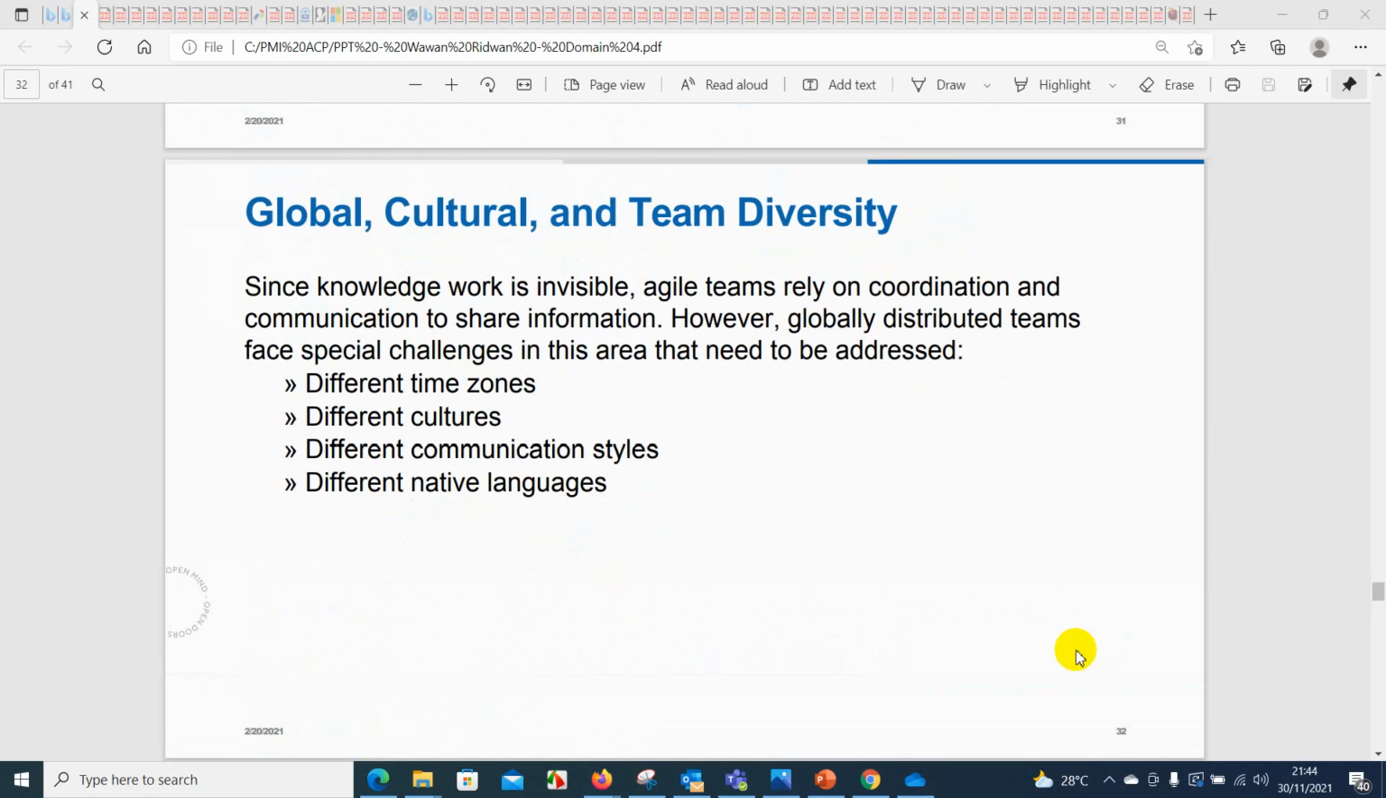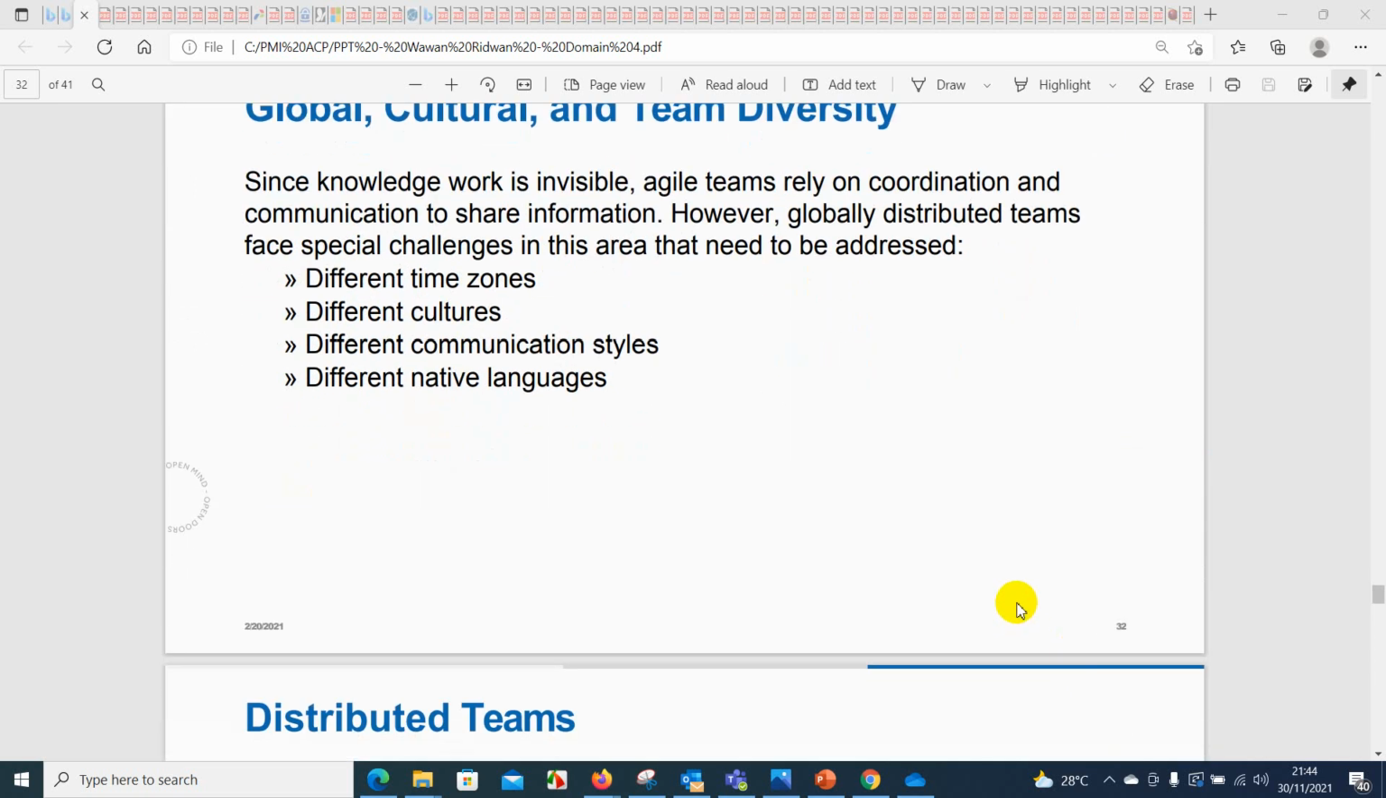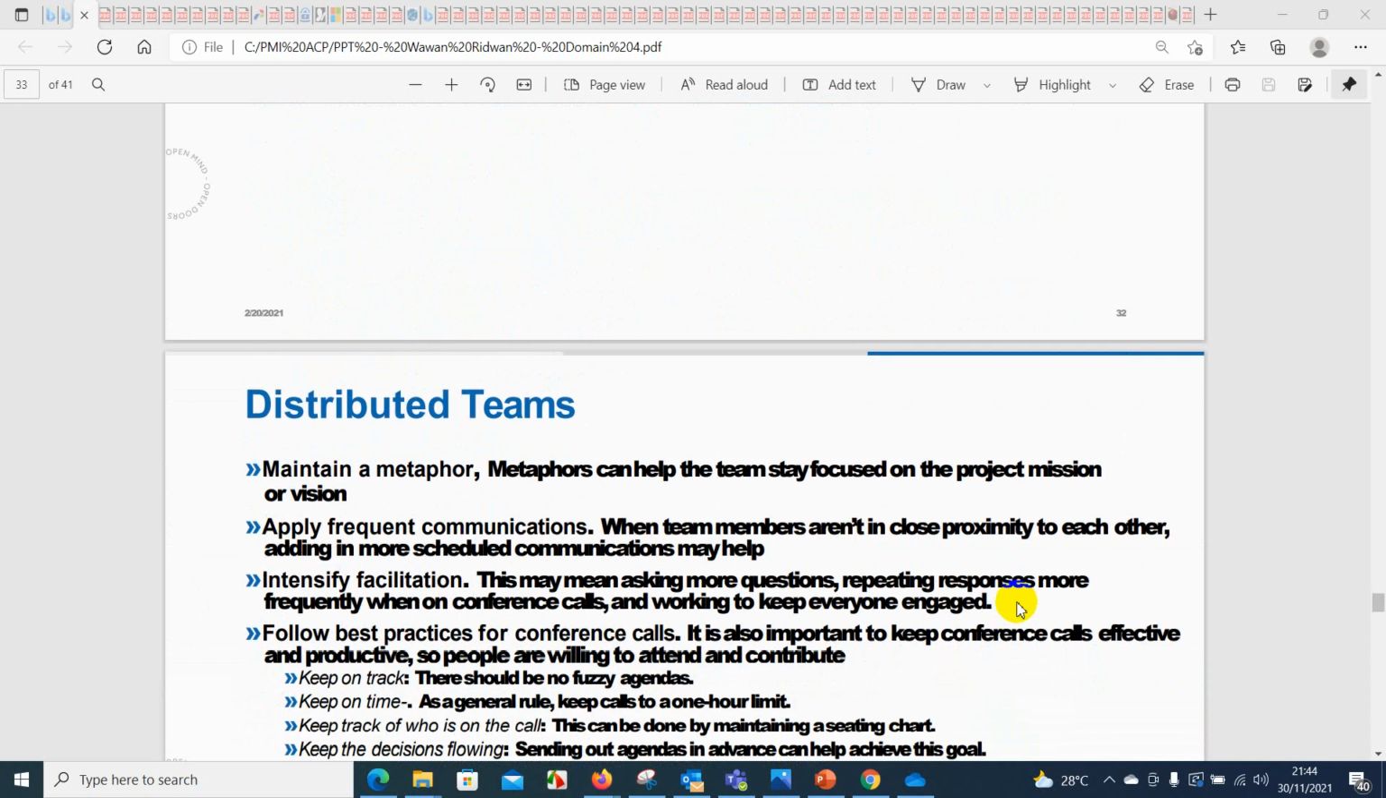Global cultural and team diversity. Since the knowledge work is invisible, agile teams rely on coordination and communication to share information. However, globally distributed teams face special challenges in this area that need to be addressed: different time zones, cultures, working styles, and languages. Dispersed styles.